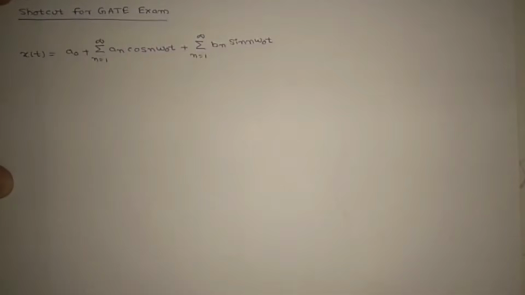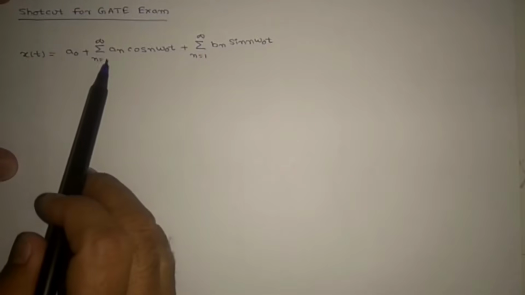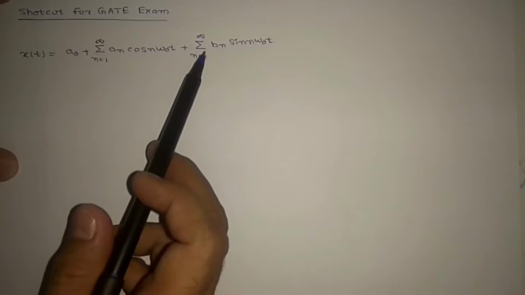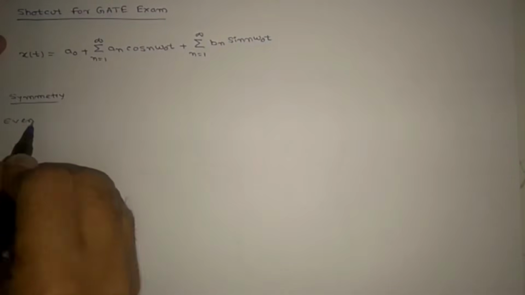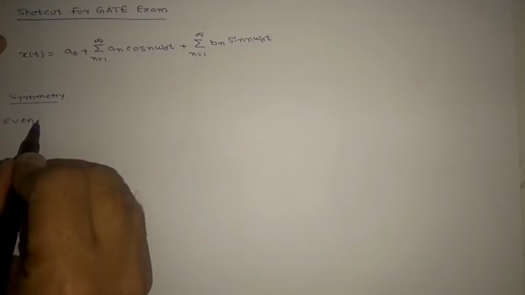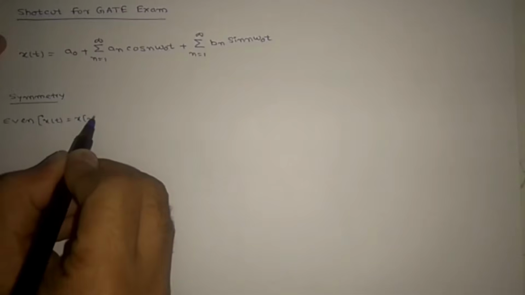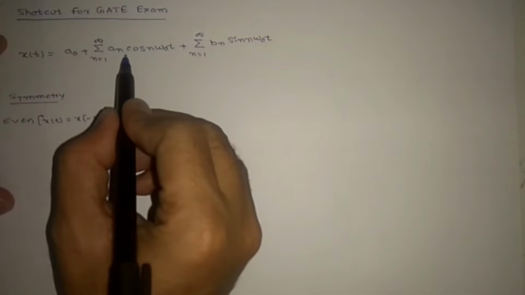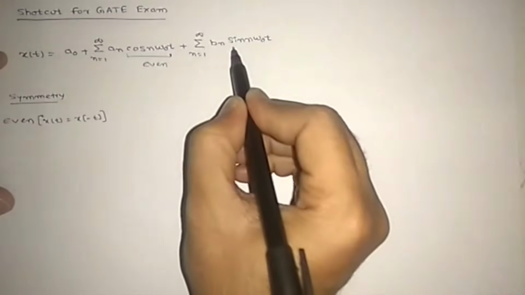Let us see this. We can identify it in a shortcut also. So we know x of t equals a naught plus sigma n equal to 1 to infinity a n cos n omega naught t plus sigma n equal to 1 to infinity b n sin n omega naught t. So here we see symmetry. Suppose the given signal is even, like x of t equal to x of minus t. If this is so, then in this equation this is the even term, right? This is the odd term.